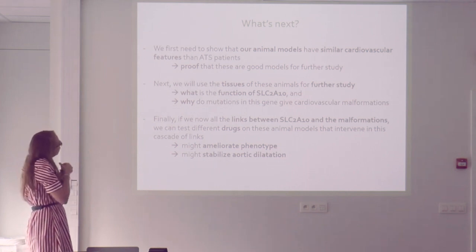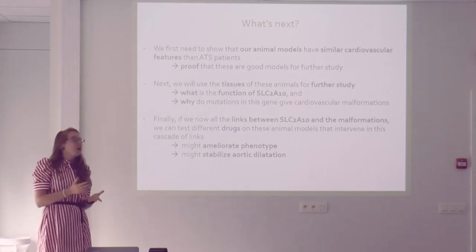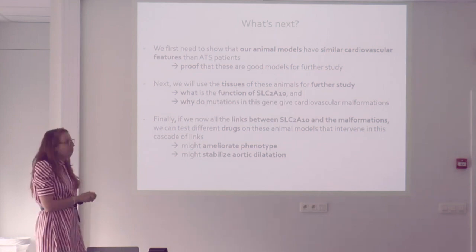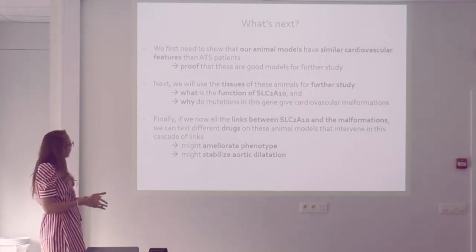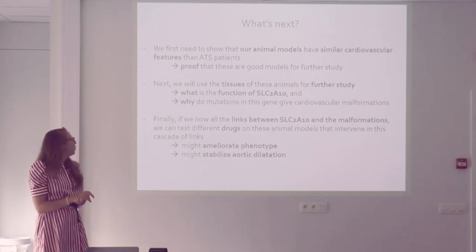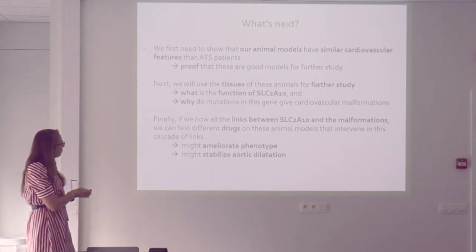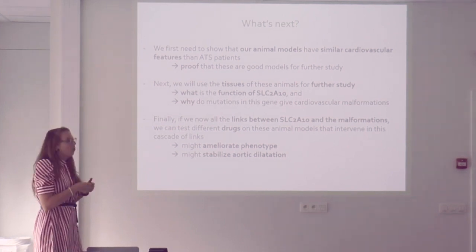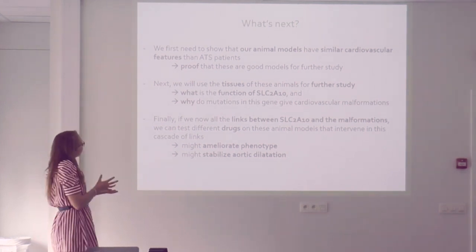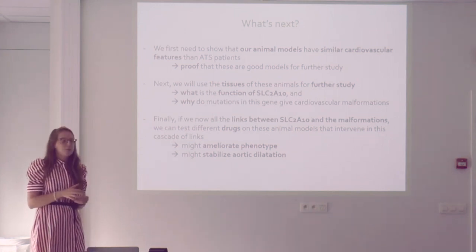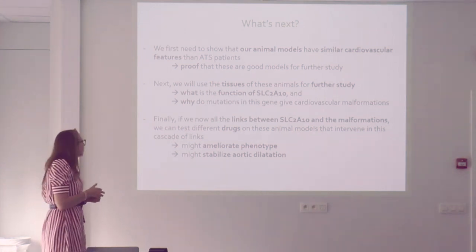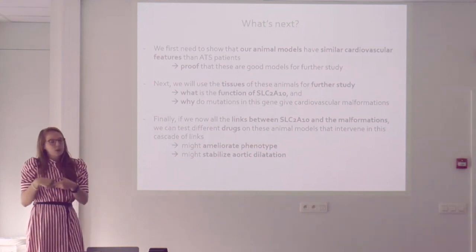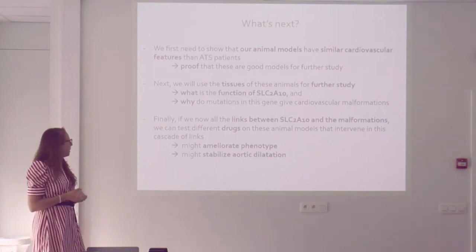So what's next? Of course, first we need to show that our animal models have similar cardiovascular features as ATS patients, because we first need proof that they are good models. Then we can use, as I said before, the tissues of these animal models for further study, and then we can elucidate what is now for sure the exact function of SLC2A10, and then the most important thing to investigate is why mutations in this gene exactly give the phenotype that we see in patients.